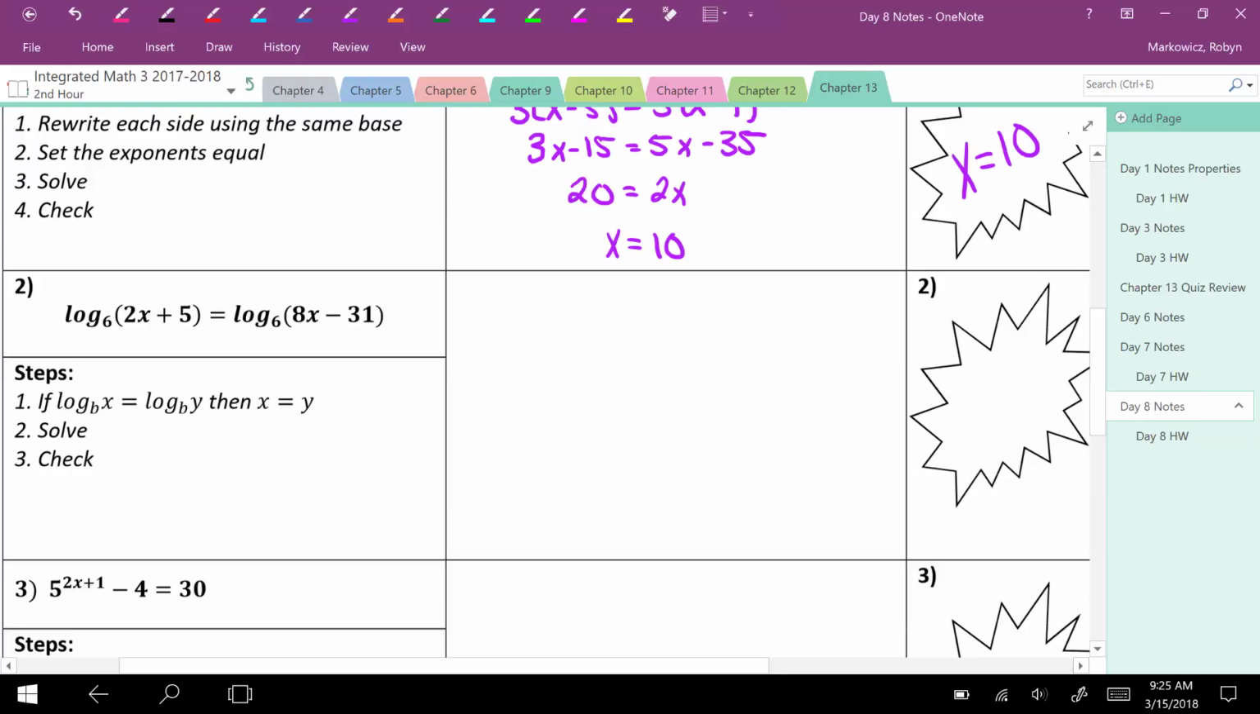What do we do? Just cross out the log and set the arguments equal to each other. The logs are the same, so we cross them out. And we're going to take our arguments, 2x plus 5 equal to 8x minus 31. You should be able to solve this now. Go ahead and solve that.